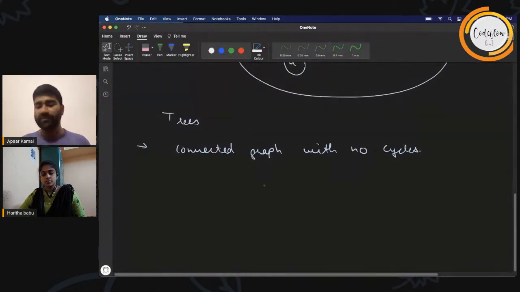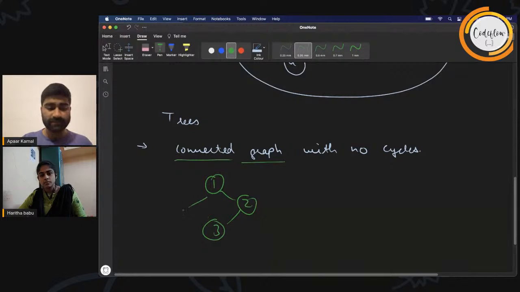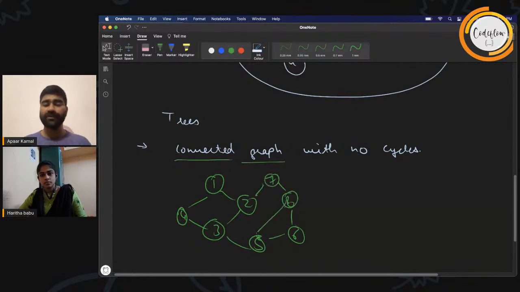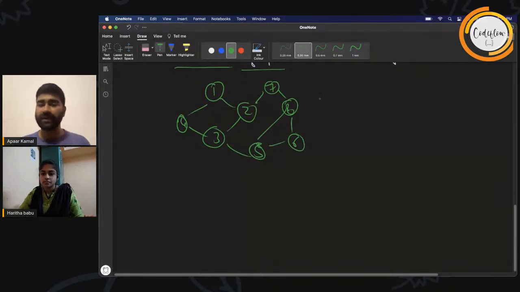So coming back to the definition, guys, what is a connected graph? A graph in which every pair of vertices has a path between them. No matter how big it is, let me make it. So this is a connected graph.